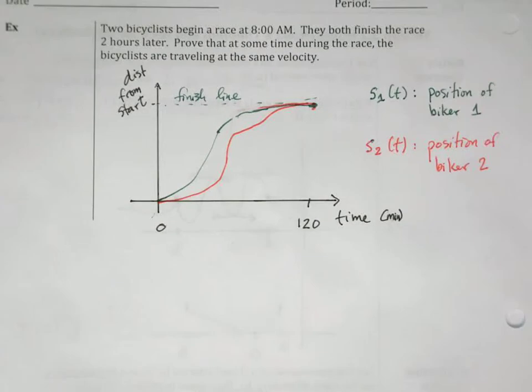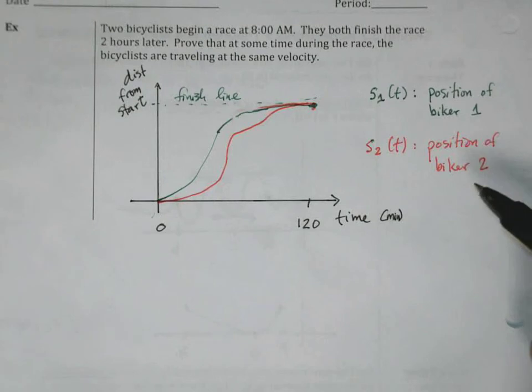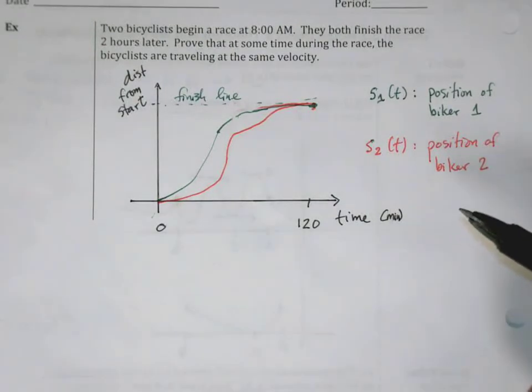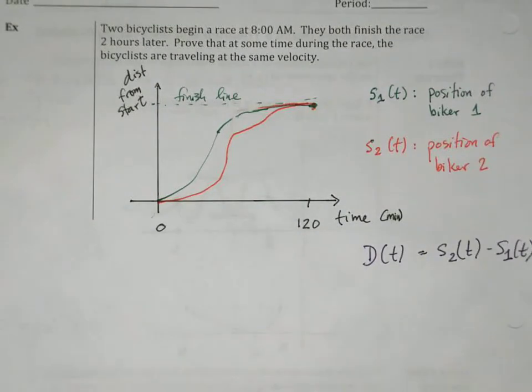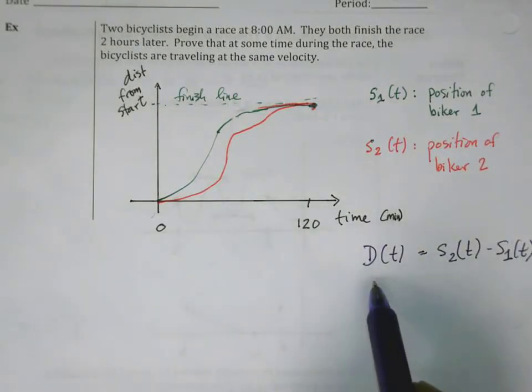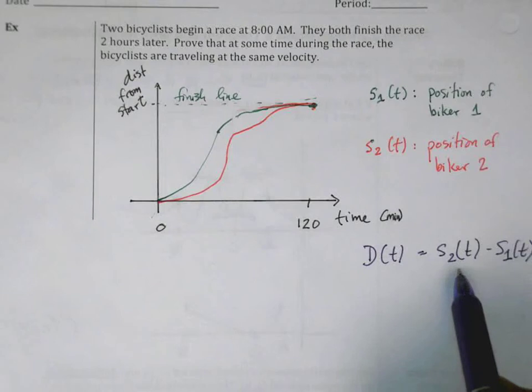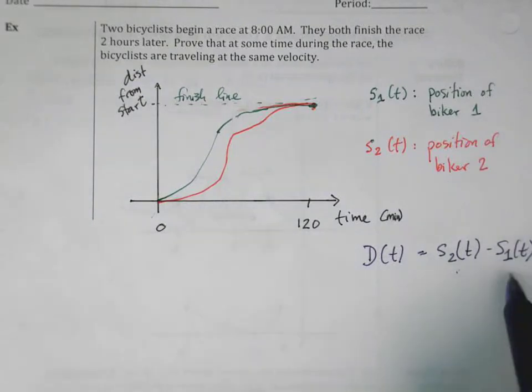With that in mind, let's look at something else. Let's look at the distance between the two guys, because these are position functions, and we want to show somehow that the velocity functions are equal at some point. So I've made a new function here. I'm going to call d of t equal to s2 minus s1. In other words, where is biker 2 with respect to biker 1?